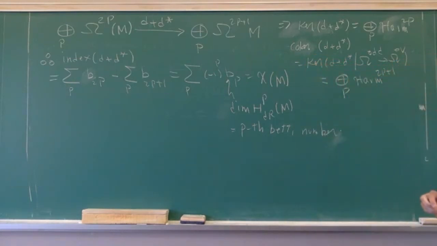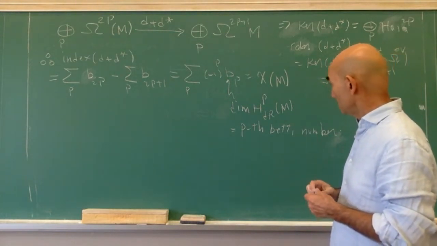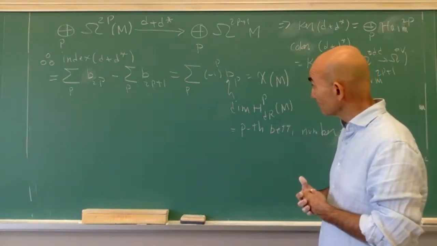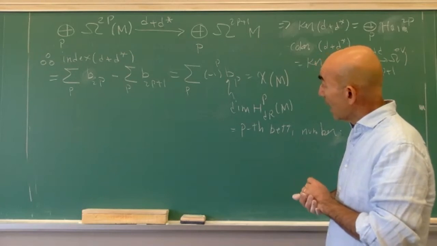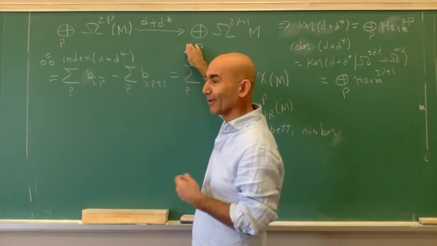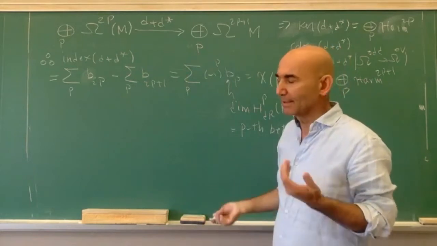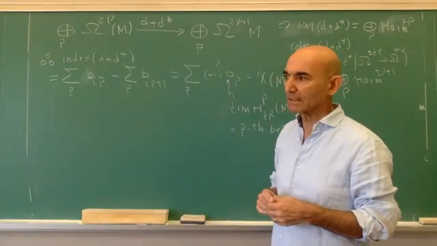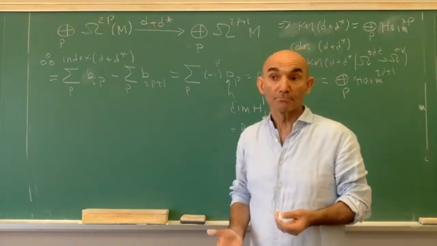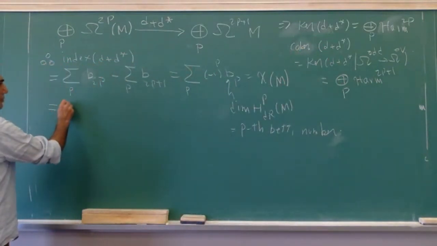Okay, so that's very nice because we just showed that the Euler index of this elliptic complex, which is the de Rham complex, is really the classical Euler characteristic. So, in other words, we showed that the classical Euler characteristic is the index of an operator. So that's equal to chi.